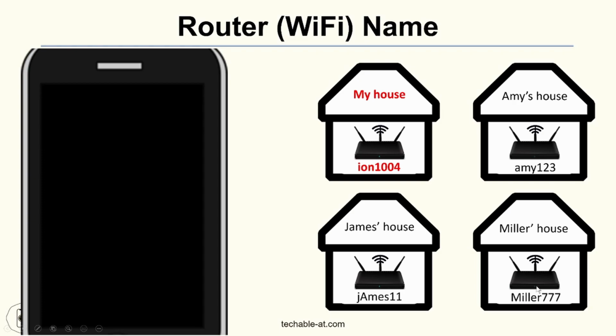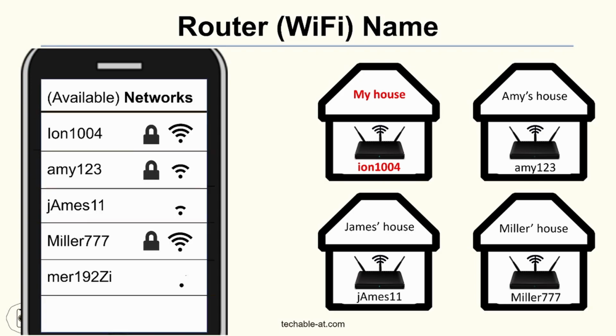Of course, you can just use the name given at the factory, which is usually a combination of characters and numbers. And when you look at the screen of your phone, where you can connect to a Wi-Fi, you will see the names of all the available routers. It will be shown under networks, or sometimes it says available networks. And to connect to the router installed at your home, you just need to tap the name of your router from the screen, which is Ion 1004.